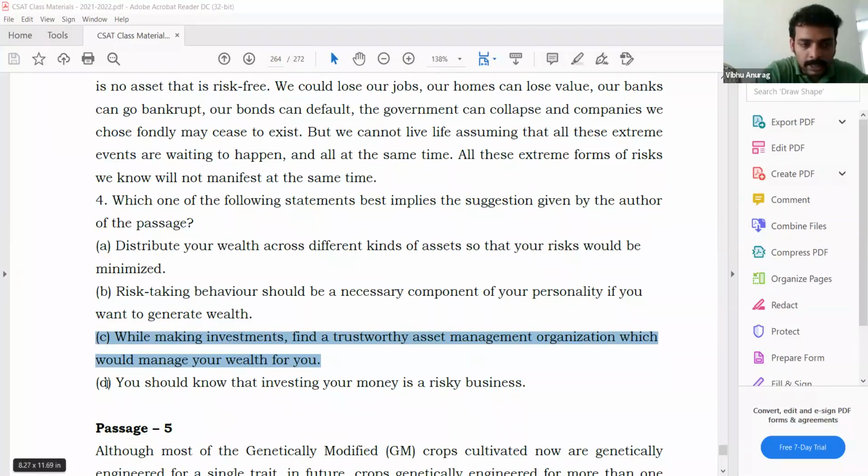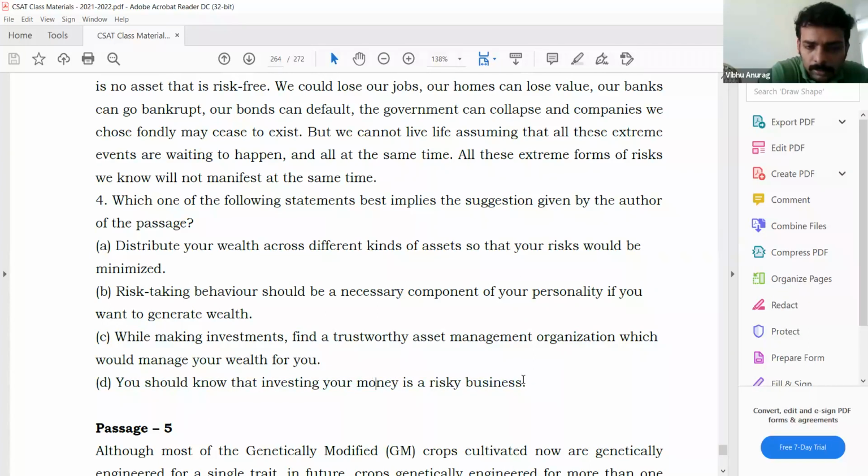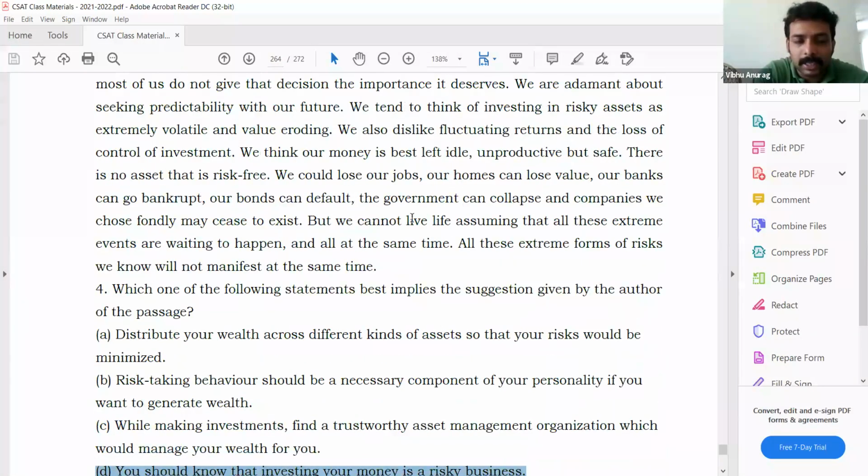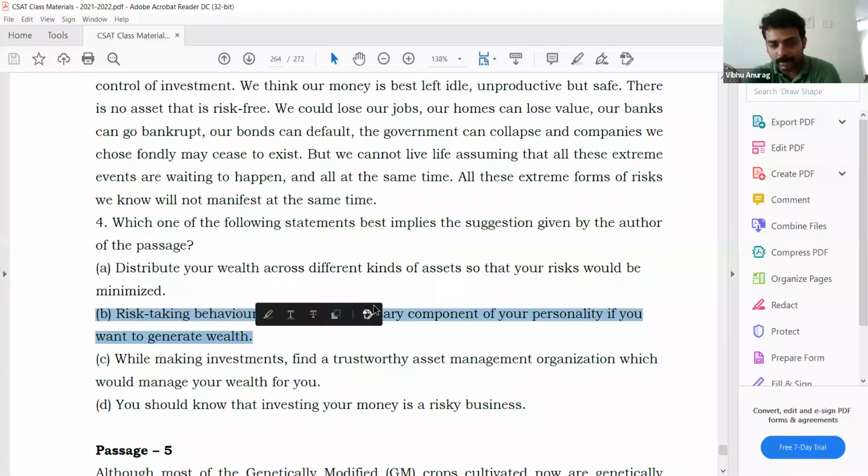C is also wrong. And D, you should know that investing your money is a risky business. So he's just pointing this fact out, but he's not suggesting. This is not a suggestion. The suggestion he's giving is that you should take some risk with your money. So did you get B? How many people got B? That is the correct answer.